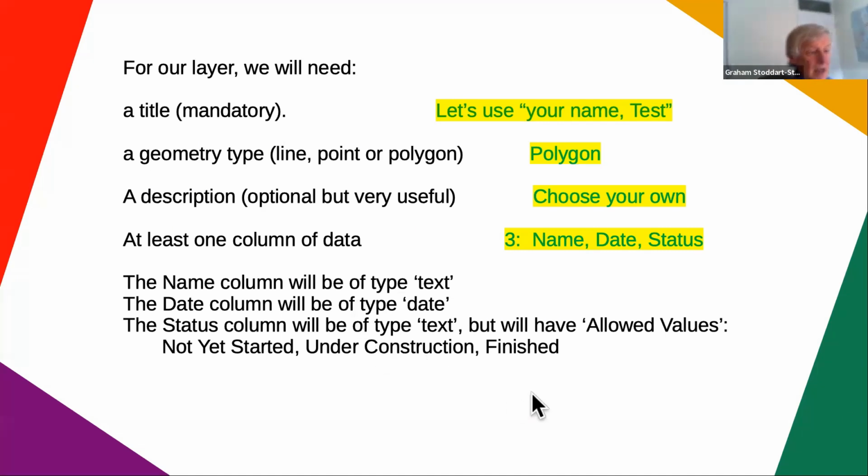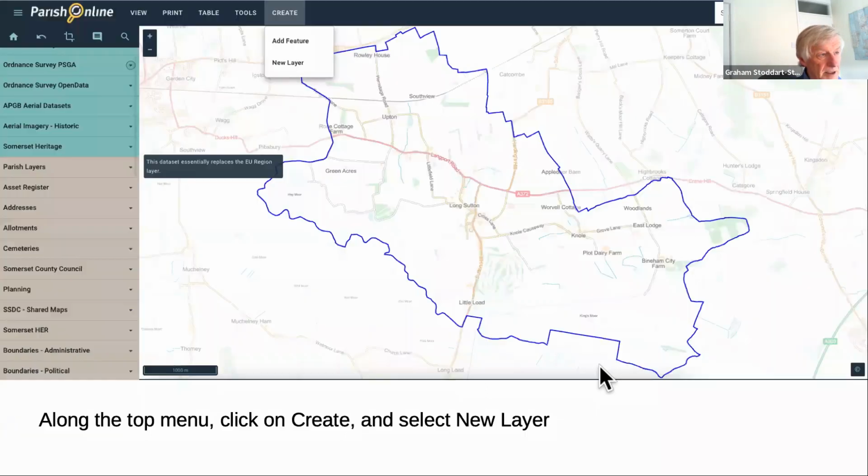So in my mind's eye, we're going to be drawing a new building, in my case, a pavilion on the playground, the recreation ground, but you can do whatever you wish. So that's what we're going to be doing. Now let's see how you go about doing it.